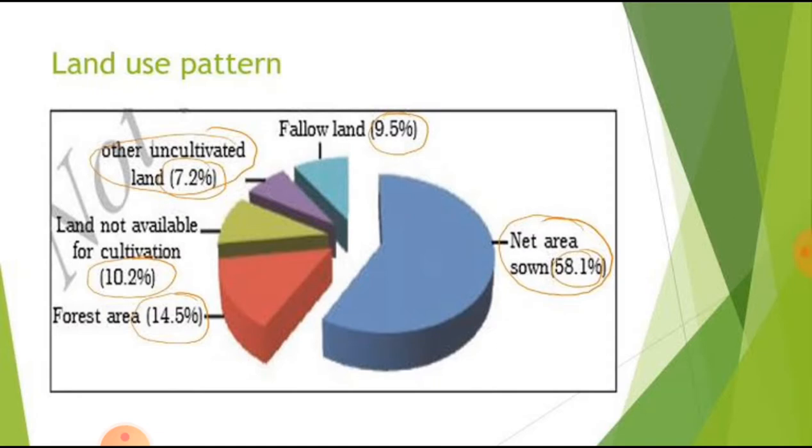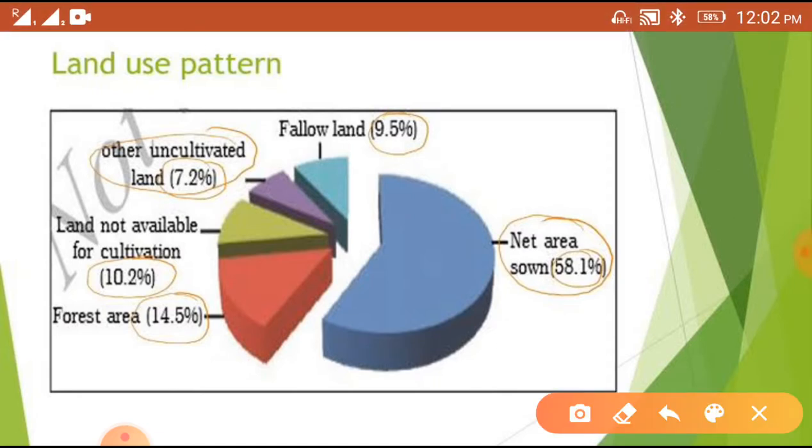Next, the fourth type of land utilization is called other uncultivable land. Under this pattern, grazing land, trees, groves will come. Let me explain afterwards. Now you just have to know what is the other uncultivable land. Next one, last one, fallow land. Only 9.5 percentage fallow lands are there in our state.